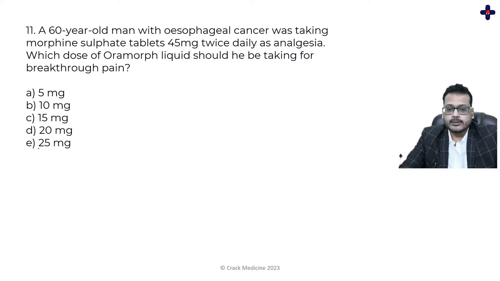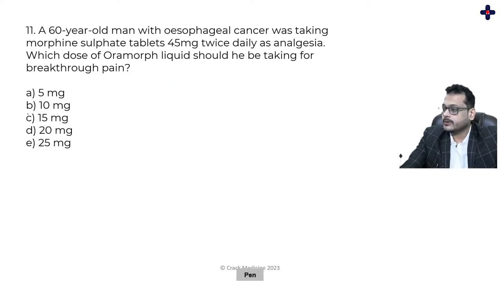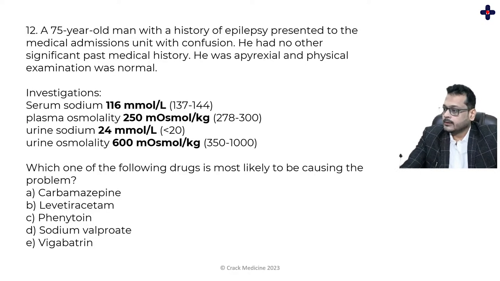Just before taking the right answer, I think we should understand how to reach this answer. Now, in the case of Oramorph, you have to understand that the dose should be 1/6 of the daily morphine dose. That is the standard dose for Oramorph. So in this case, since it is 45 milligram BD, I'm very sure you can calculate this as 90 milligrams divided by 6 is equal to 15 milligrams, guys. So that was fairly simple, but only if we understand that it is 1/6 of the daily dose of morphine, right? Okay, guys, I think you are well aware of this. Let's move on to the next question, and I'll give you 10 seconds for that.